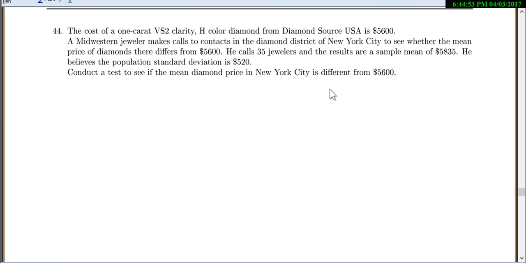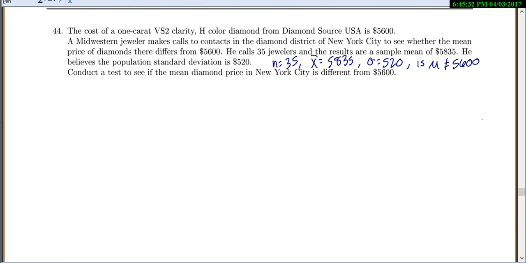So we're now going to do a hypothesis test. The cost of a 1 carat H colored diamond is $5,600. A Midwestern jeweler makes calls to the contacts in New York City to see if the mean there differs from $5,600. He calls 35 jewelers. n equals 35. The results are a sample mean of 5835. He believes the population standard deviation is 520. And we want to know, is the mean different from 5,600?